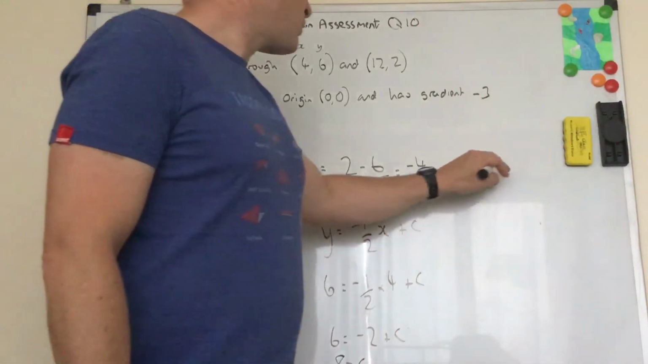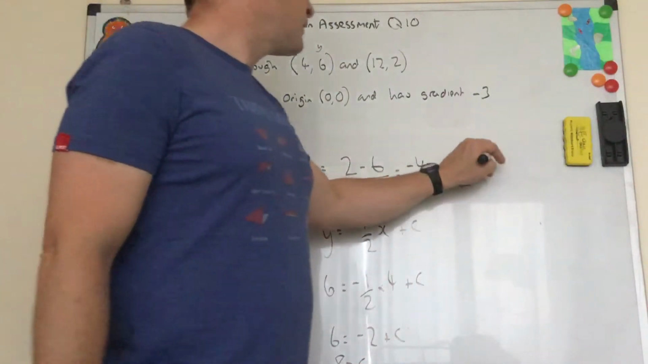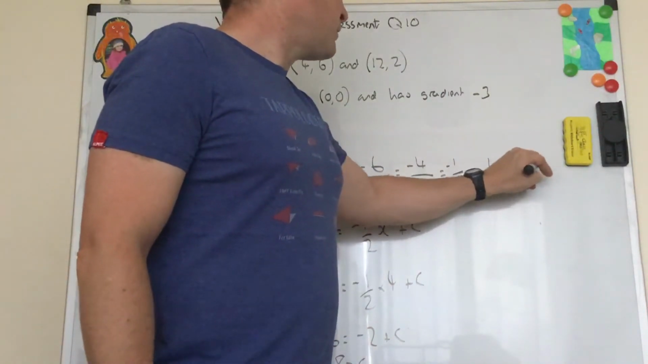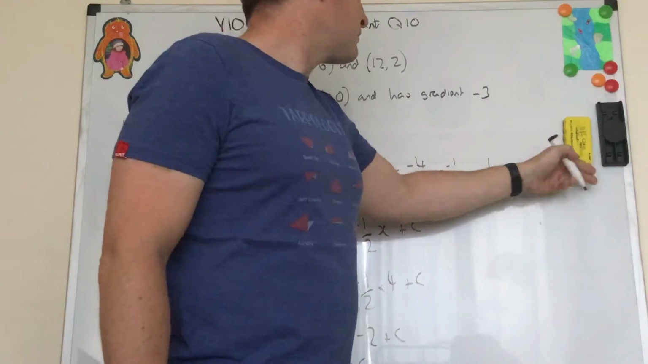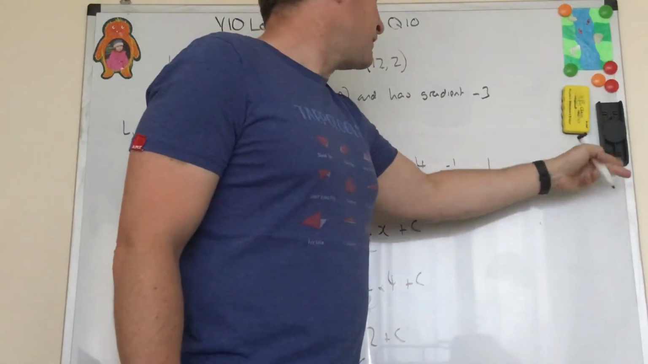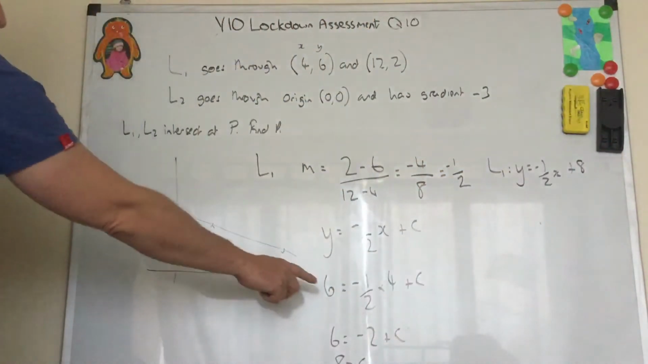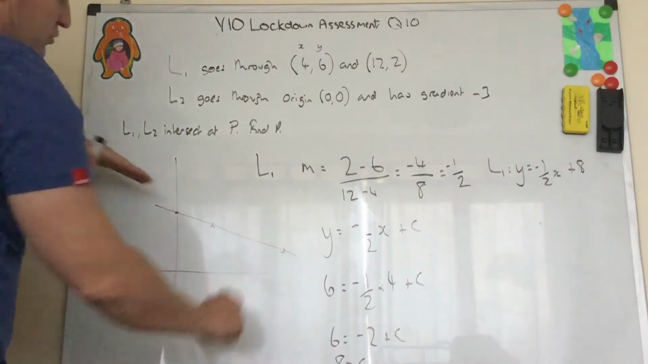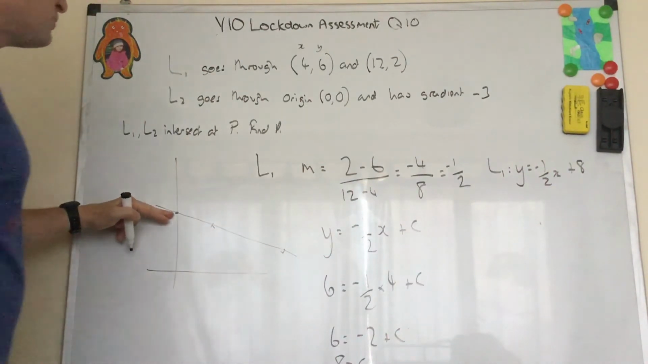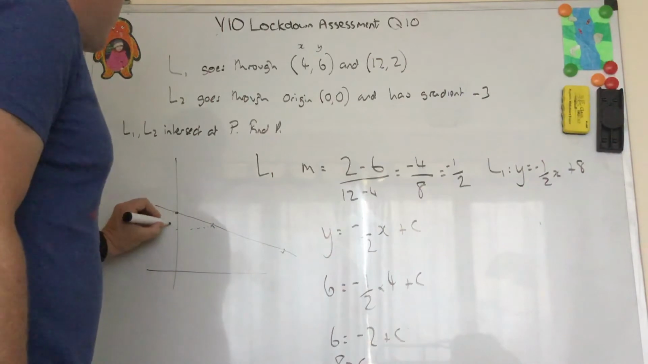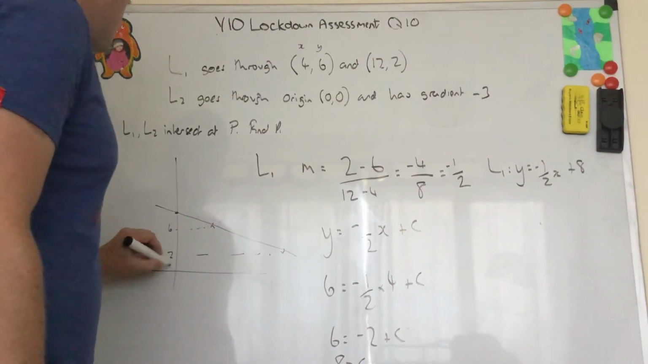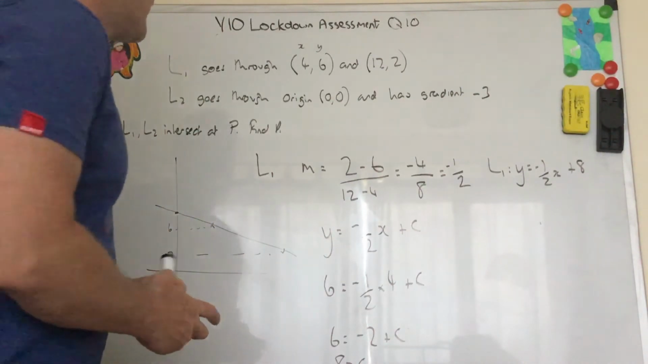So the equation of that line L1 is y equals minus a half x plus 8. And that makes sense from our picture. It's got a negative gradient but not too steep, and it goes through a point somewhere up here. Bearing in mind it's got a point at 6 and a point at 2, 8 probably makes sense.